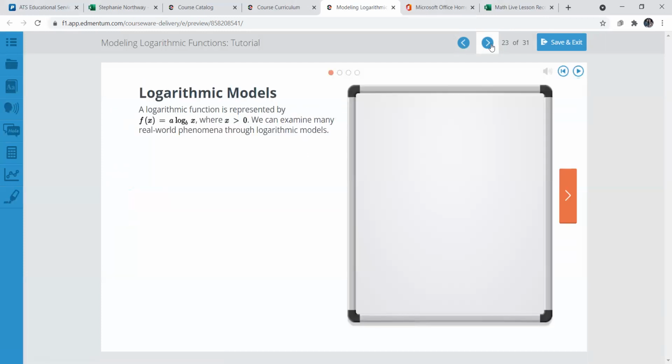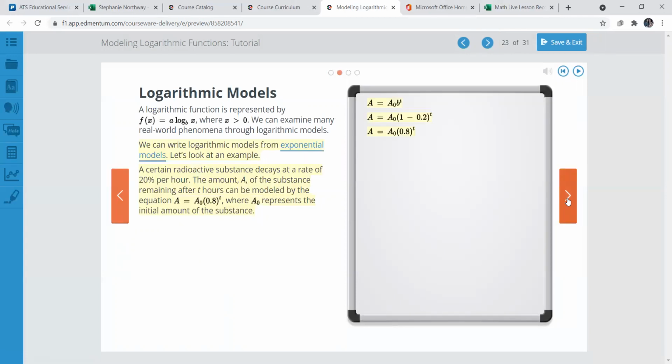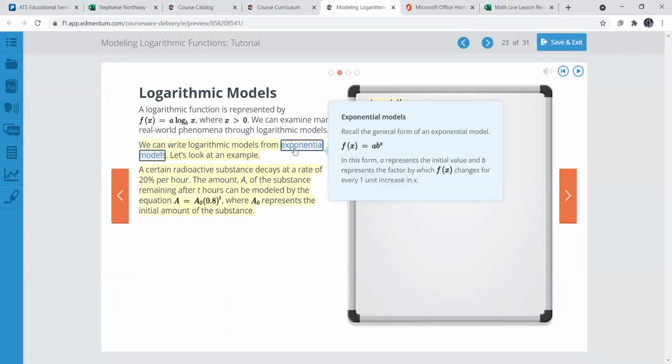So logarithmic models, and now, let's go here. Exponential models, let's talk about this real quick. Recall the general form of the exponential model. I have a lot of other tutorials and mini lessons on my YouTube channel, several lessons on exponents, solving for exponents, graphing them, all of that stuff. Definitely go back if this is confusing. So we have f of x equals a b to the x power. In this form, a represents the initial value and b represents the factor by which f of x changes for every 1 unit increase in x. Think about that.